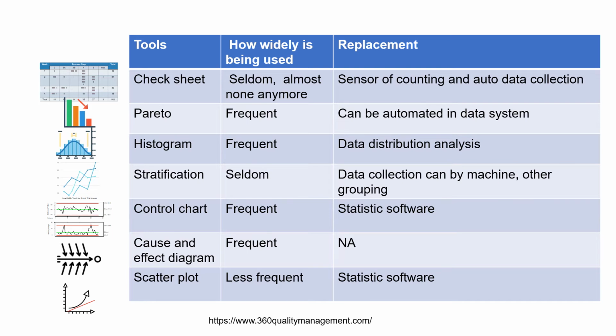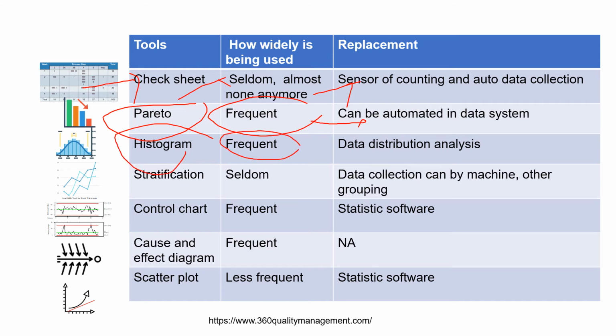It is time for us to review them, whether they are still valid using today's technology. Let's look at the check sheet. Today, I think it is seldom used as we already have auto data collection, with sensors counting by themselves. Pareto is still frequently used, and actually it could also be automated into the data system. Histogram is also frequently used to show the data distribution analysis.